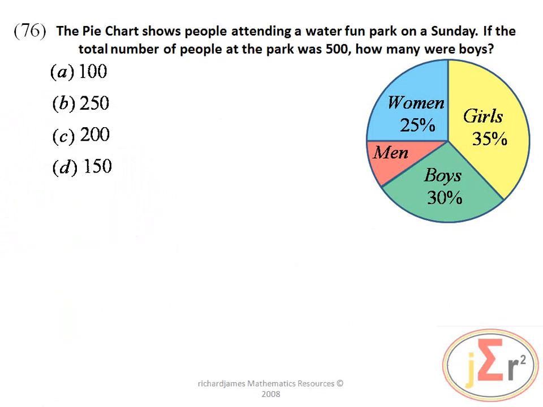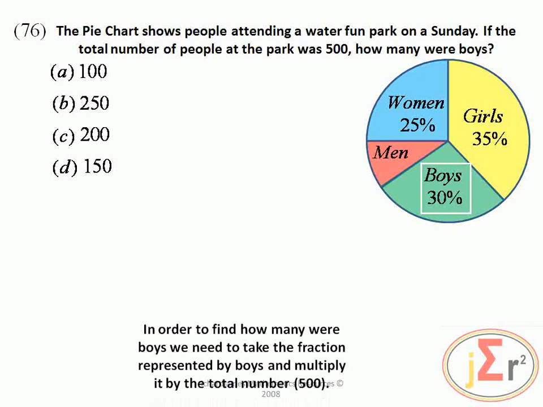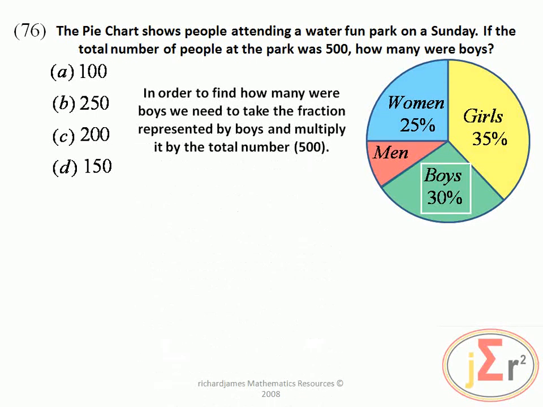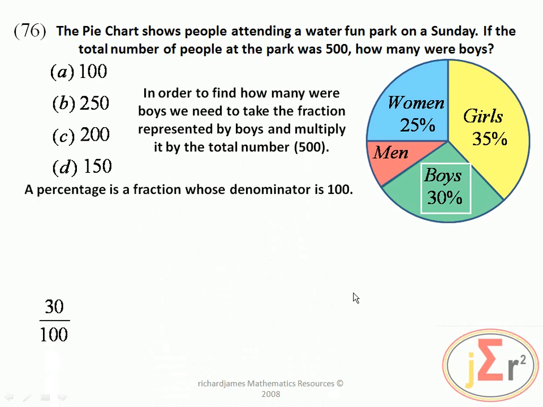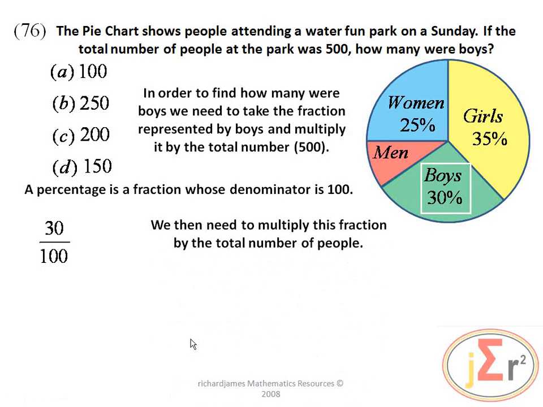If the total number of people at the park was 500, how many were boys? In order to find how many were boys, we need to take the fraction represented by boys and multiply it by the total number. And what is the total number? 500. So, of course, a percentage is a fraction whose denominator is 100. So, 30 over 100 is our fraction. We then need to multiply this fraction by the total number of people.